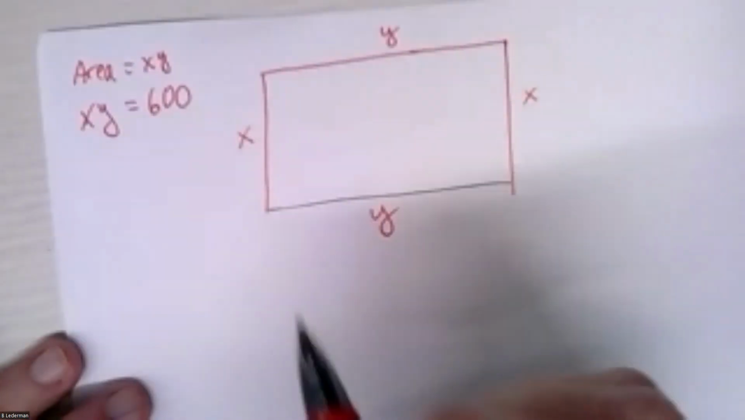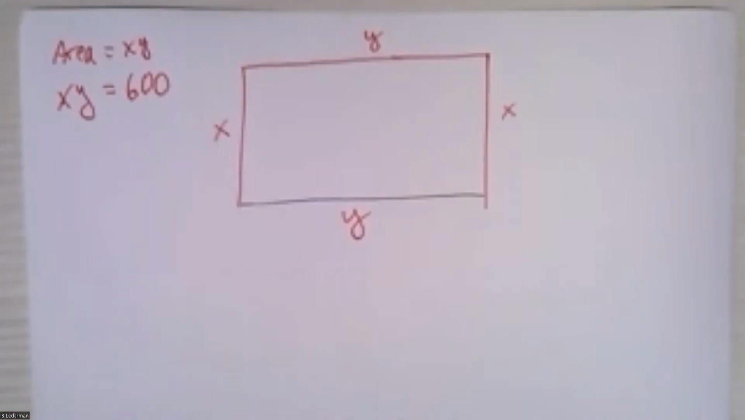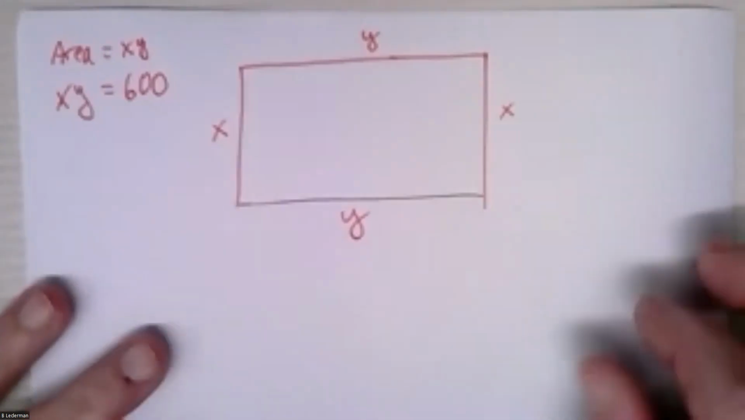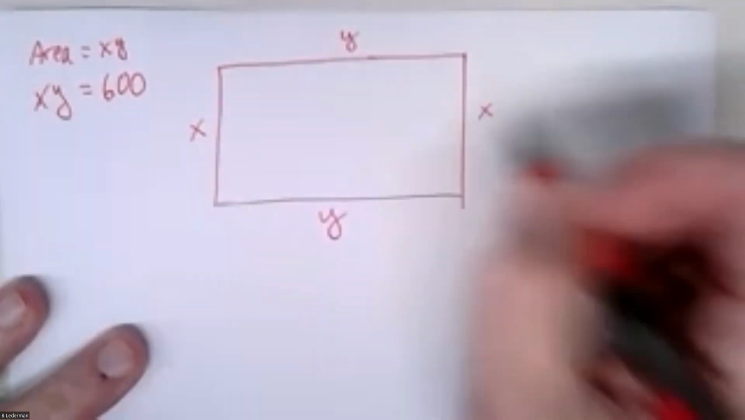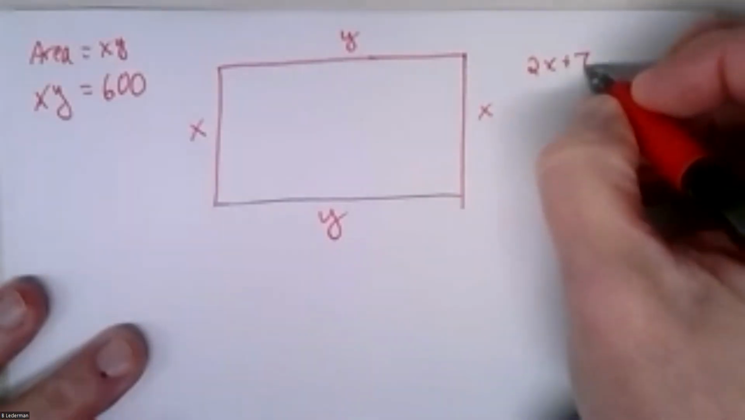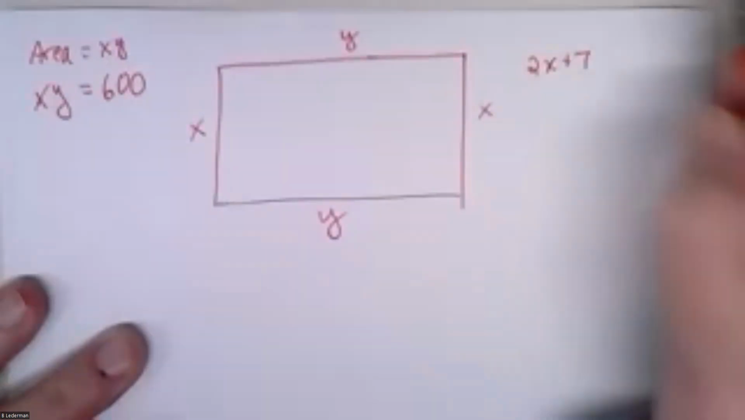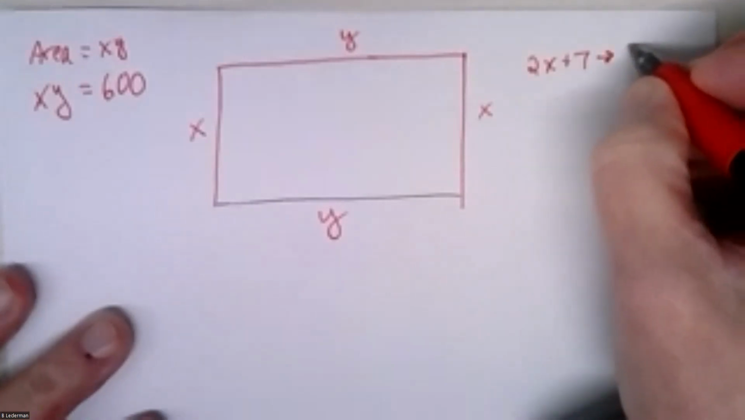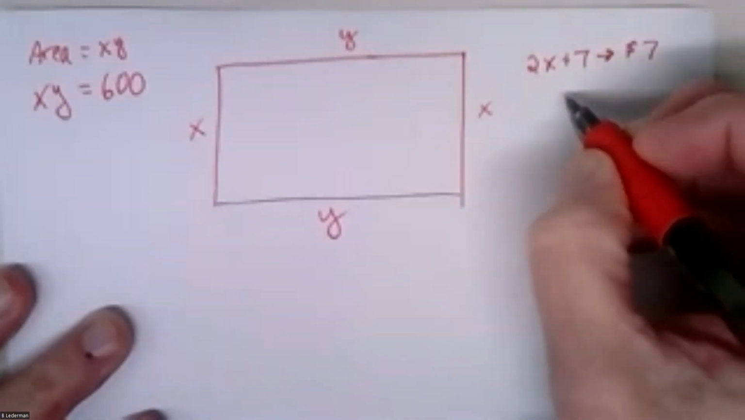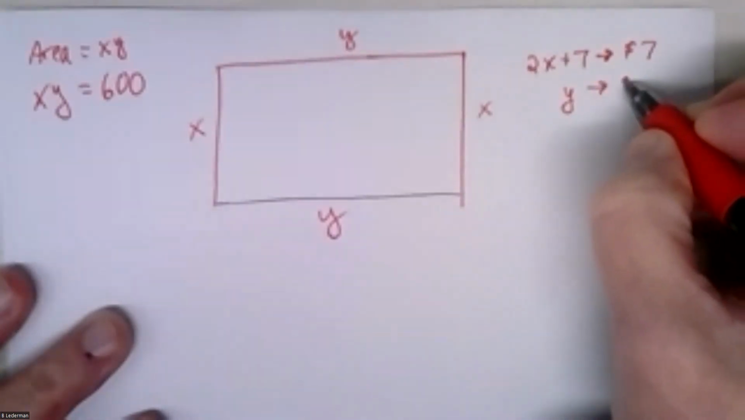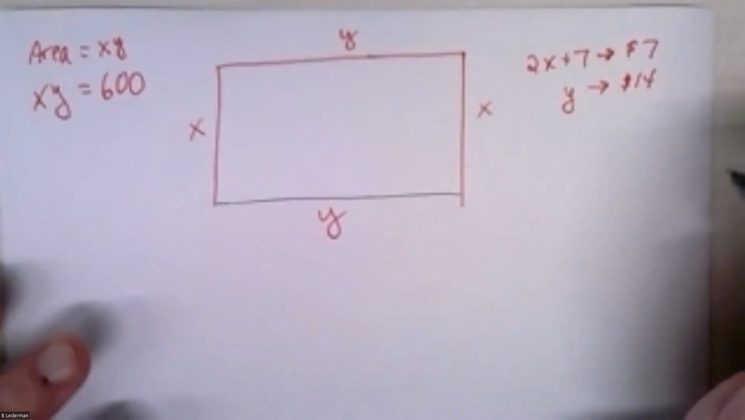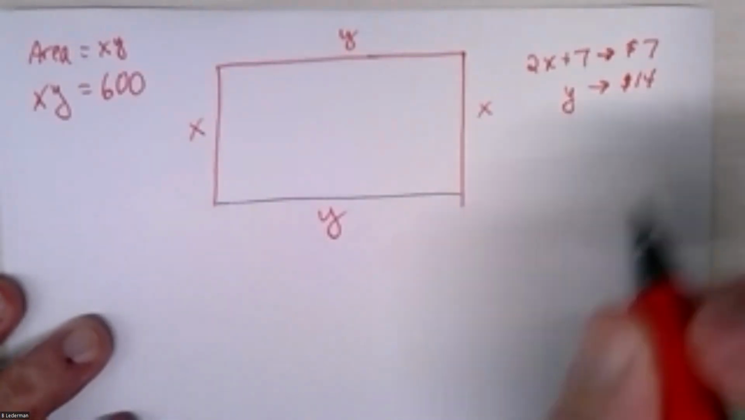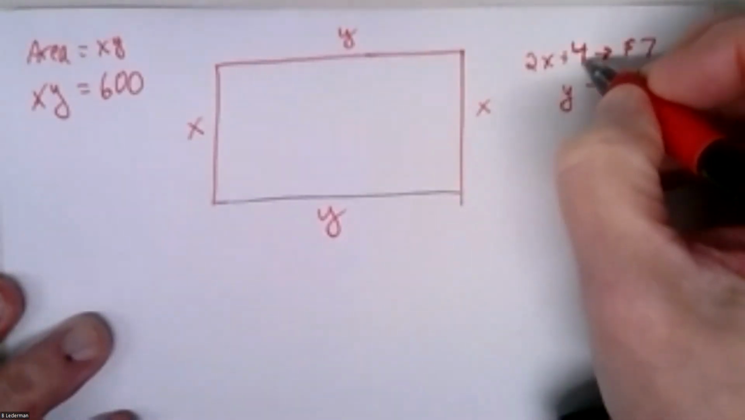The second fact they're telling us is about the cost. These 3 sides, in other words 2x plus y, come out to $7 per foot. And the 4th side, which is side Y, comes out to $14 per foot.